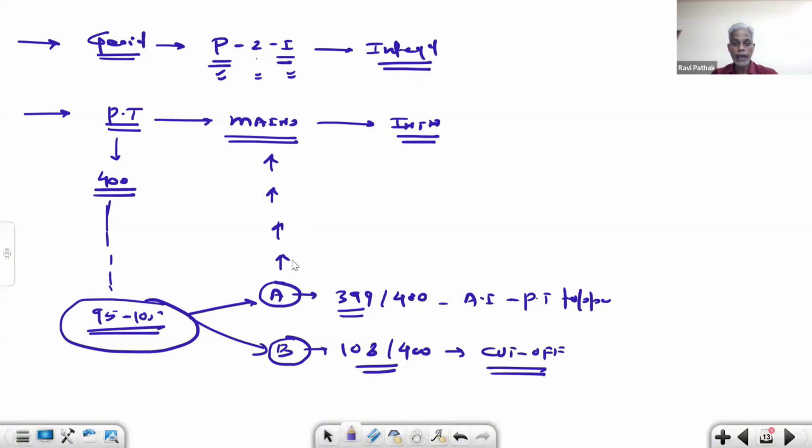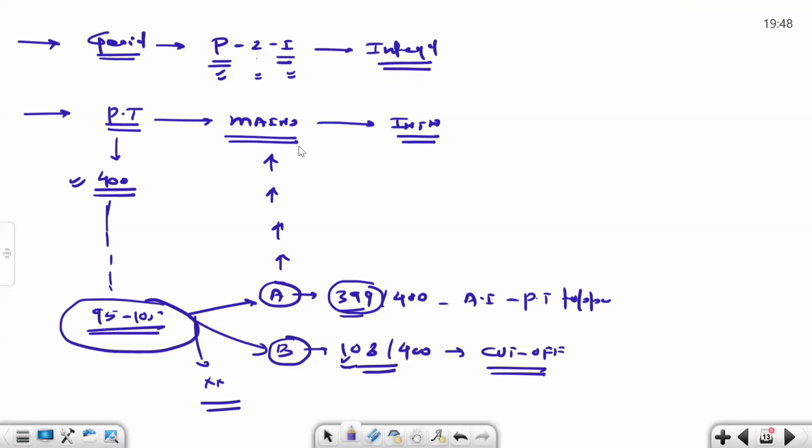So the point here is why put extra effort to score 399 marks if things can be done in 108. Second thing, these marks are not going to be added in the final list. So we have to put in only that much effort by which we can ensure that we have qualified PT and we are going to write the mains. Is that clear? Yes, sir.